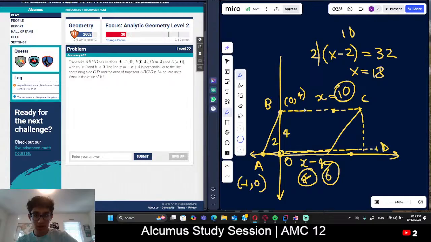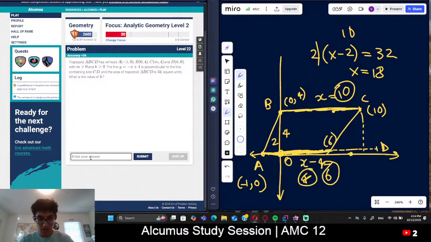Well, if this is 10, which one was k again? K is d. So this is going to be 10 over here. So this is going to be 6. And so k is going to be, I think, k is going to be 6. And actually, no, if we want to verify that, does that make sense? That seems right to me because it's 10 and then 17. 17 times 4 over 2, 34, 6. Yeah, that seems right.